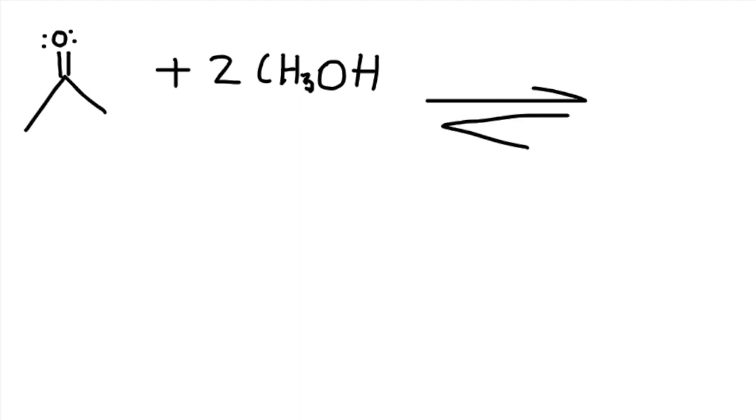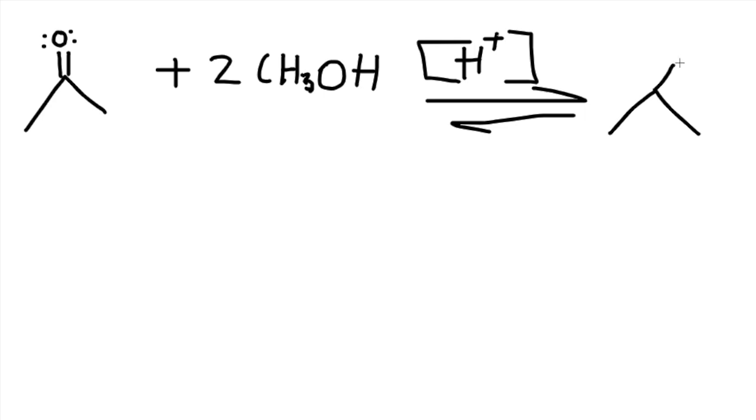Let's do another example here. This time we have a ketone plus 2 methanols, so same thing as the aldehyde, and H+, hydrogen ion. We get the same thing, OCH3 and OCH3, but this is called a ketal. So they both work the same way.